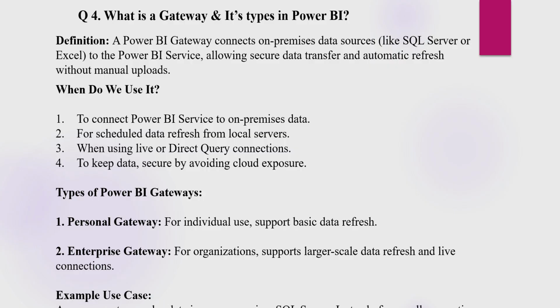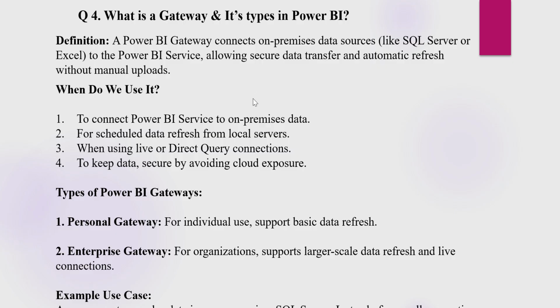An example use case: a company stores sales data in an on-premises SQL Server. Instead of manually exporting and updating data, the gateway enables Power BI to fetch real-time data automatically. You know that there are two types of accounts, a Pro account and a Premium account. For a simple case, we use a Pro account, where 8 scheduled refreshes happen in a day. For a big data set we use a Premium account, where 48 scheduled refreshes happen in a day. So this is the concept of the gateway.